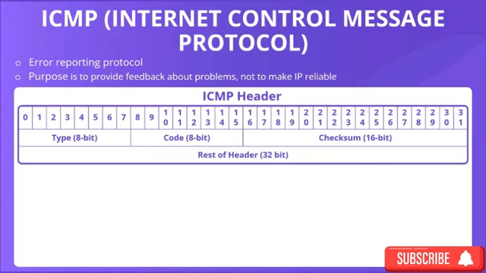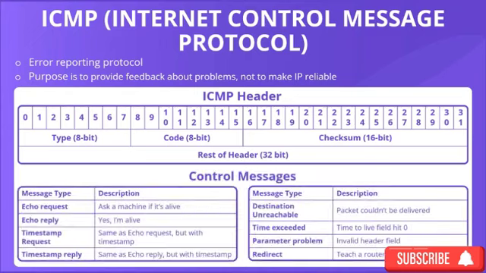ICMP type and code in the header identifies the control message. Some of the ICMP control messages are shown in this slide. Ping is the most well-known application of ICMP. It operates by sending ICMP echo request packets to the target host and then waiting for an ICMP echo reply.